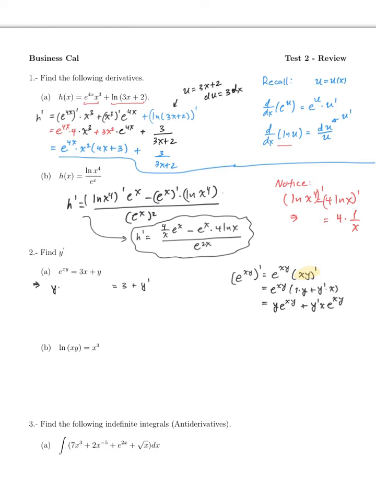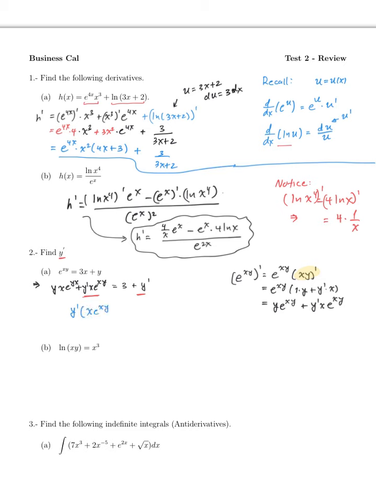So this will be y e to the xy plus y prime x e to the xy. Now remember that you're trying to solve for y prime. So you have a y prime here and a y prime there. So you combine the y prime. So this will be y prime times x e to the xy.